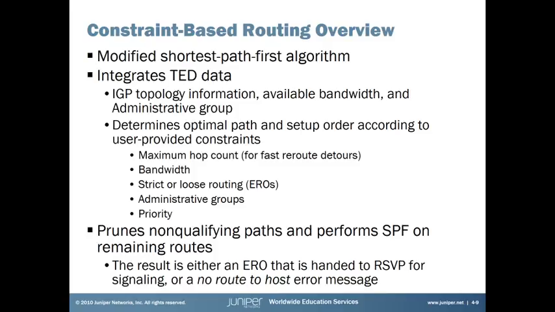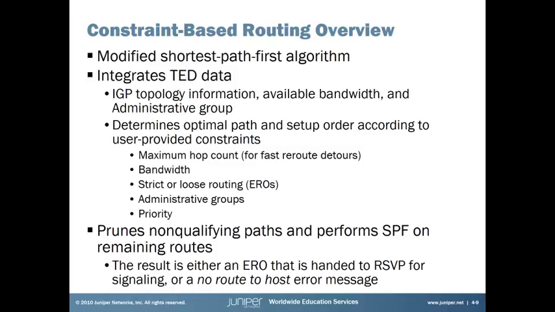We're using our IGP to build the TED. So the IGP is actually responsible for creating this traffic engineering database. So the IGP topology information, which is available bandwidth, and this thing called administrative group, which we'll get into, determines the optimal path and set up order according to user-provided constraints.